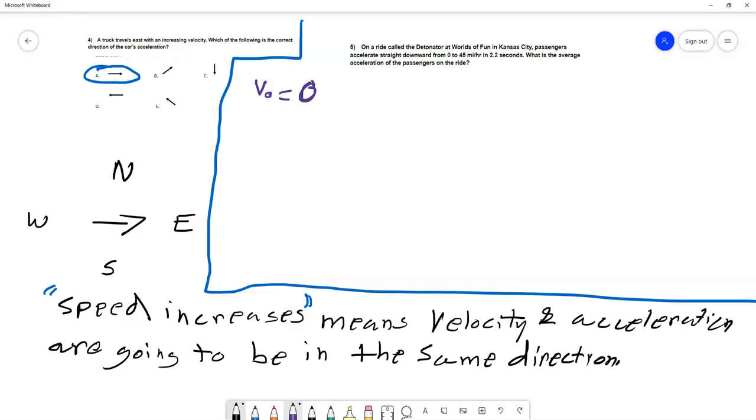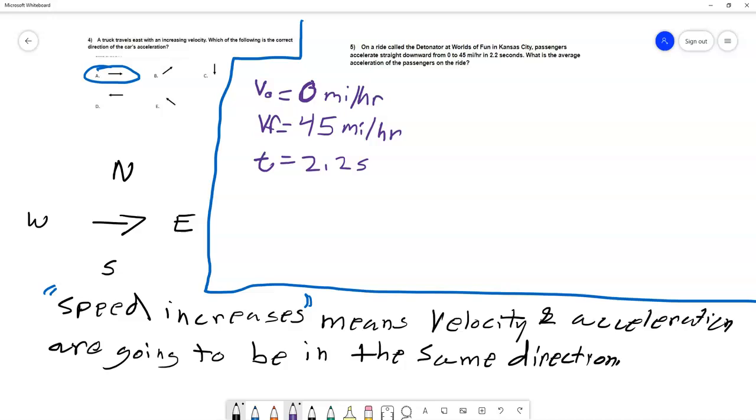Units? Miles per hour. Oh, that is such a horrible one. Okay. Now, V final is 45 miles an hour, and it does this in 2.2 seconds. So that is your time. It says, what is the average acceleration?